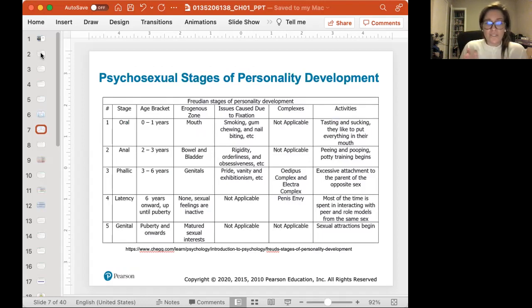So for the oral stage, 0 to 1 years, the erogenous zone is the mouth. So they're learning by means of the mouth, perhaps. Issues that are caused if a person should be focused on that oral stage: smoking, gum chewing, nail biting, etc. These are issues thought to be caused by fixation of the infant during that stage. Complex is not applicable there, and activities involved in the oral stage are tasting and sucking. And you'll see that babies love putting everything in their mouth.